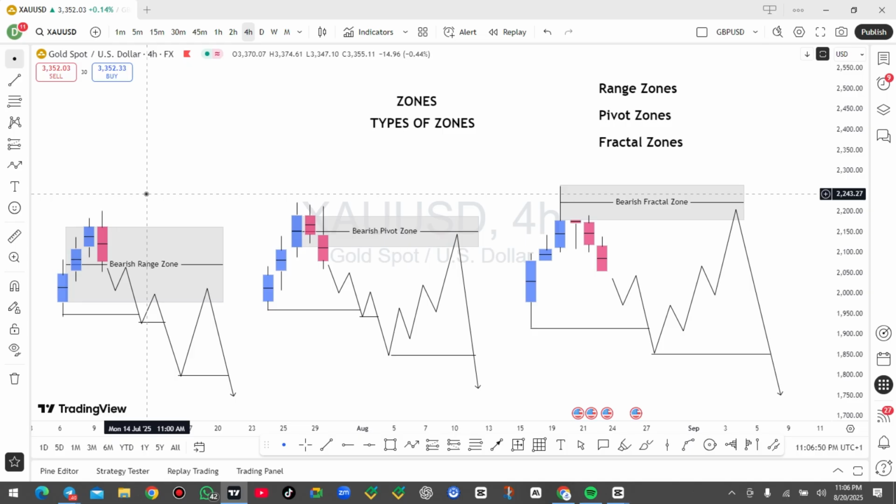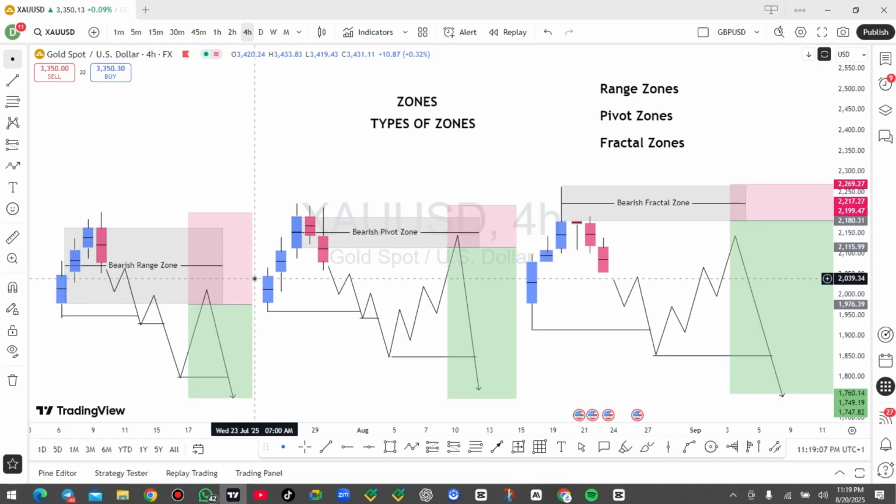But if you understand the range and make range zones useful in your analysis, you will understand where to implement them. Alright, so fractals are to be used on higher time frames, while range and pivot are to be used on lower time frames. I will tell you their abilities when you make use of them.